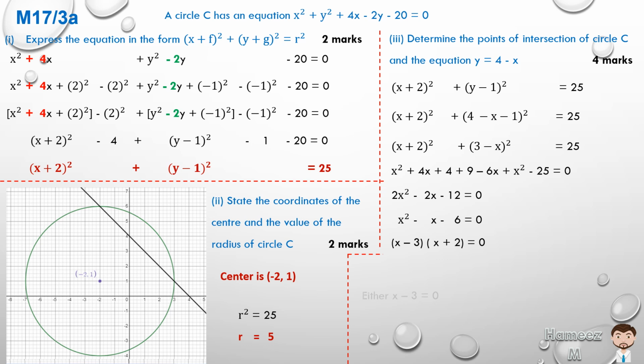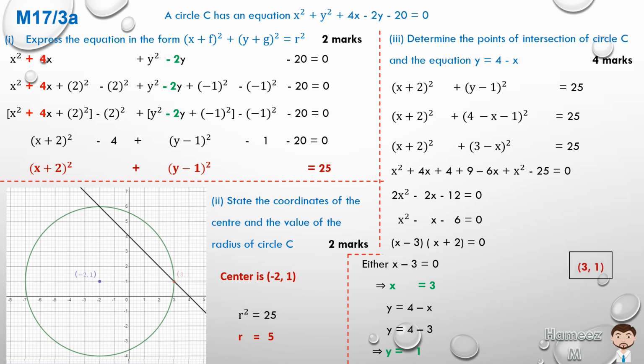So either x minus 3 is equal to 0, which implies x is equal to 3. And when x is equal to 3, we can substitute into the equation y is equal to 4 minus x, so y is equal to 4 minus 3, so y is equal to 1. As such, one point of intersection would be (3, 1). And we can bring that up so you can see it.